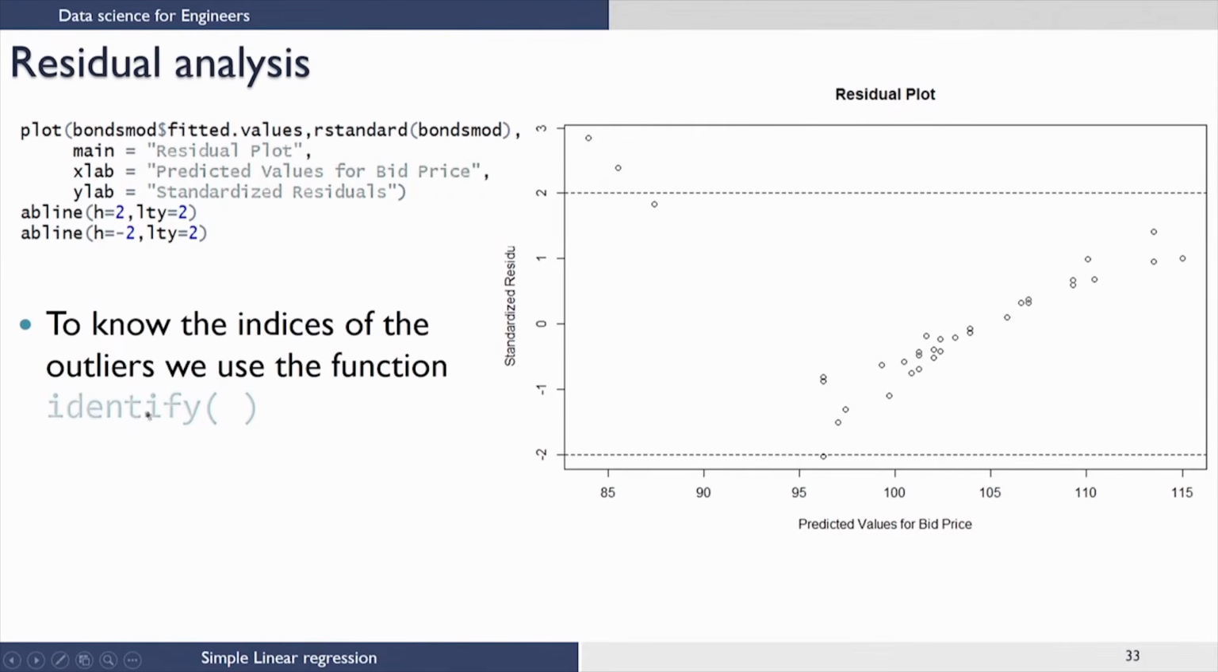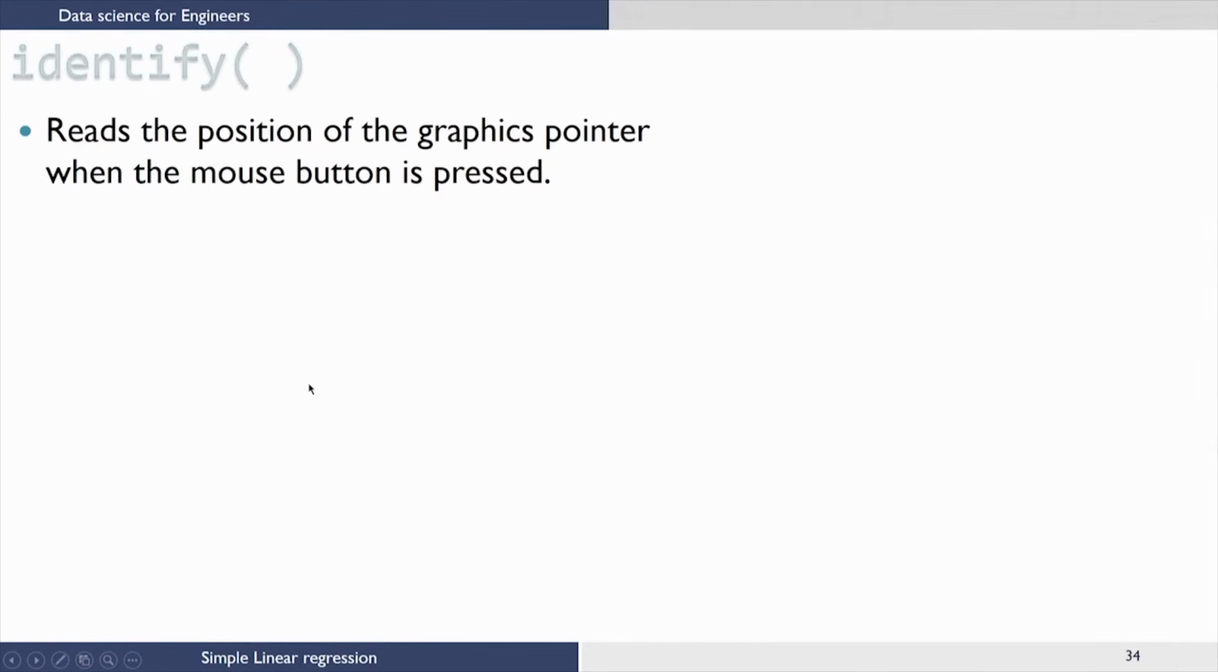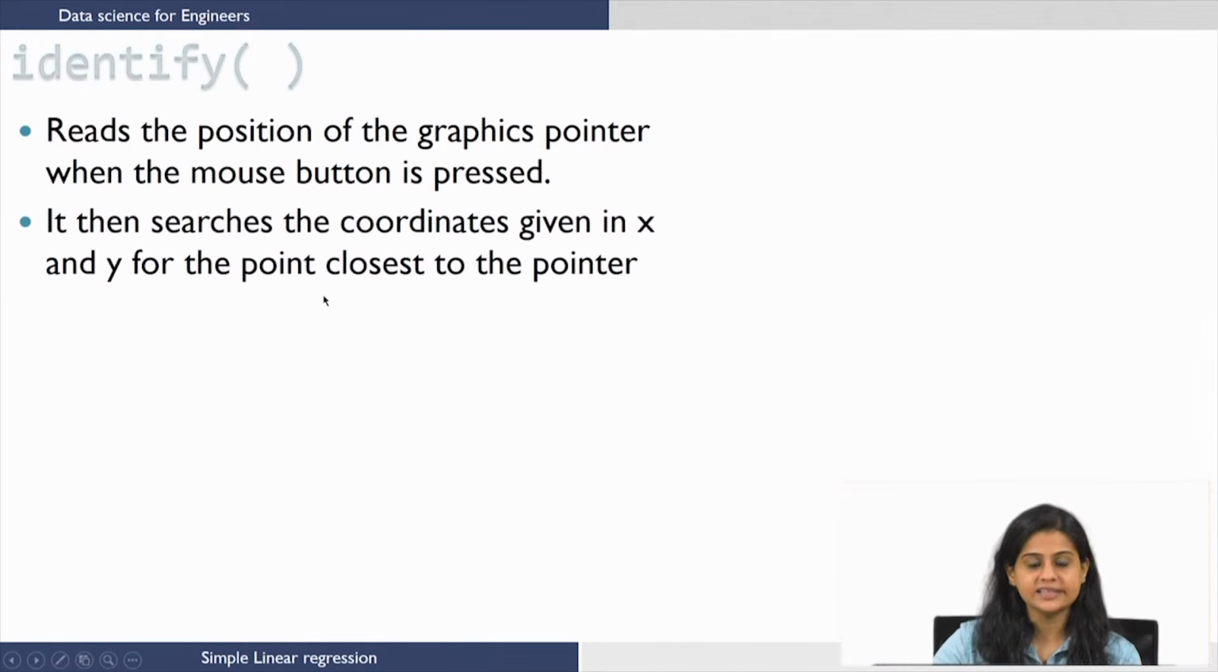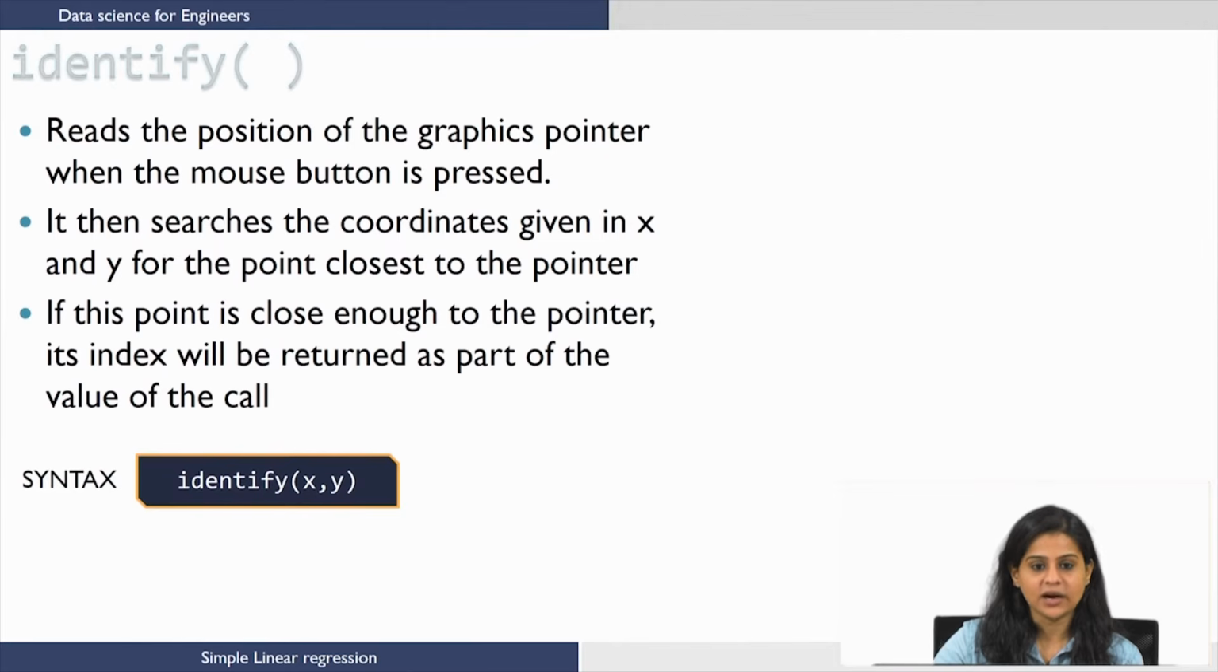Now, let us see what the identify function does. It reads the position of the graphic pointer when the mouse button is pressed. It then searches the coordinates given in x and y for the point closest to the pointer. If the point is close enough to the pointer, its index will be returned as a part of the value. Now, let us look at the syntax for it. identify is a function and x and y are my input parameters.